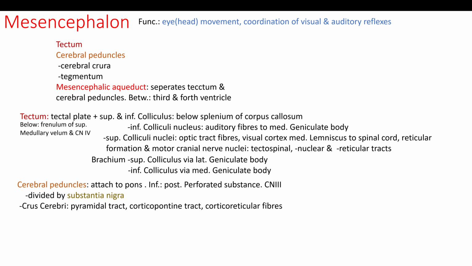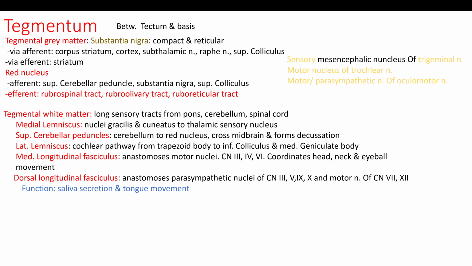Then there's the cerebral peduncles, produced from the hemispheres attached to the pons. The angle between them is about 80 degrees. It is called the interpeduncular fossa in between. The bottom of this fossa we call the posterior perforated substance. CN3 emerges from this fossa. Cerebral peduncles are divided by the substantia nigra into the basis or crus cerebri, which goes downwards, including pyramidal tract, corticopontine tract, and corticoreticular fibers.